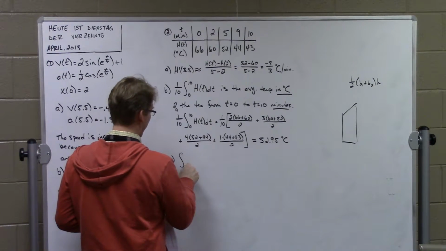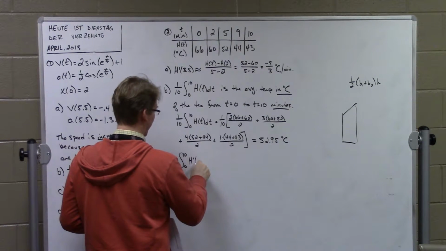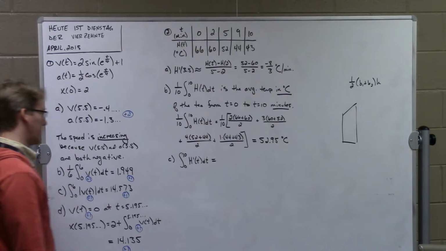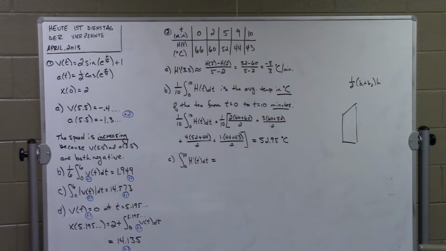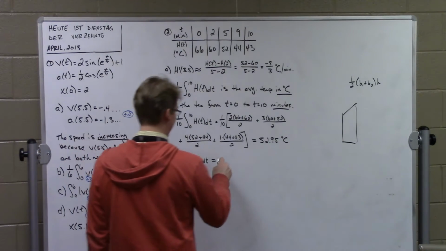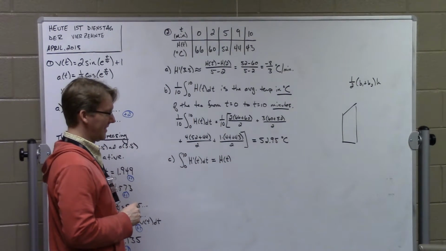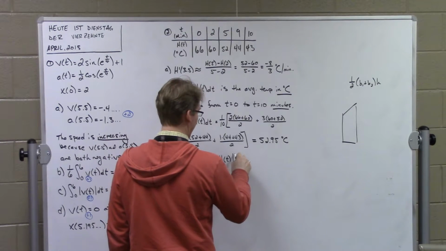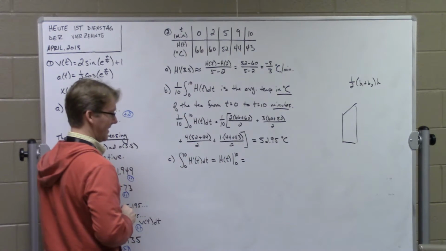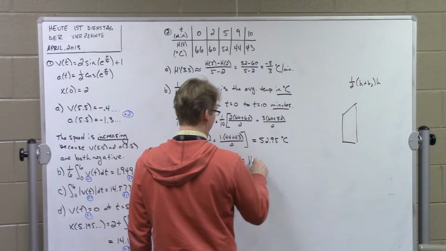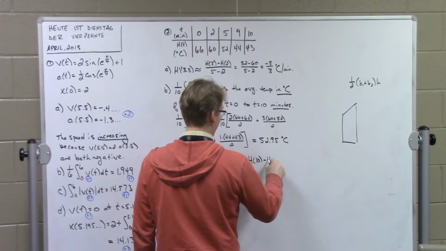Alright, evaluate the antiderivative from 0 to 10 of h prime of t. I don't know why. Oh, this one's impossible. I don't understand it. It makes no sense to me. It's the change from the net. It's 43 minus 66.